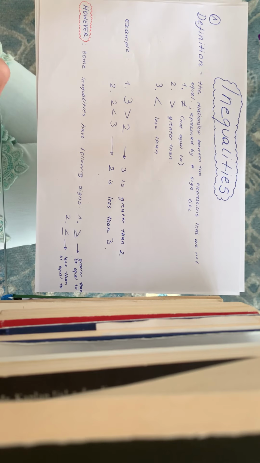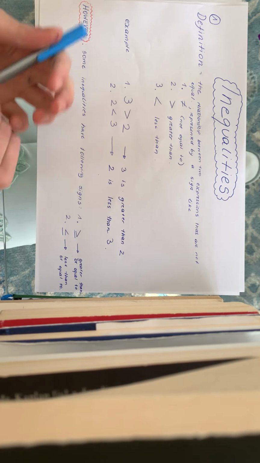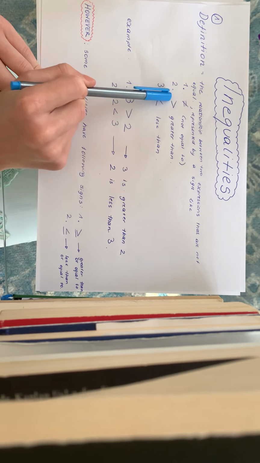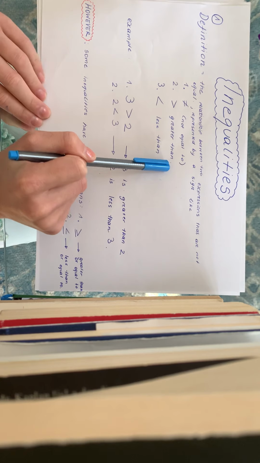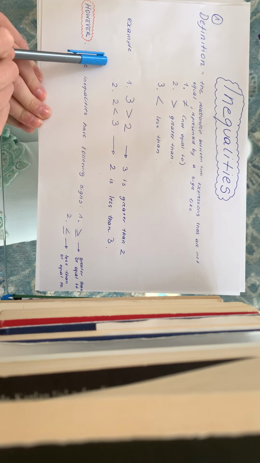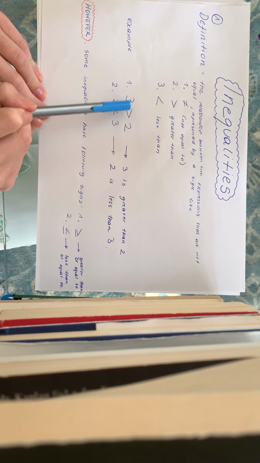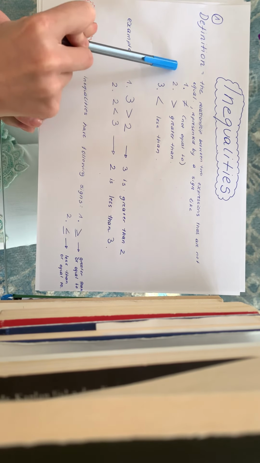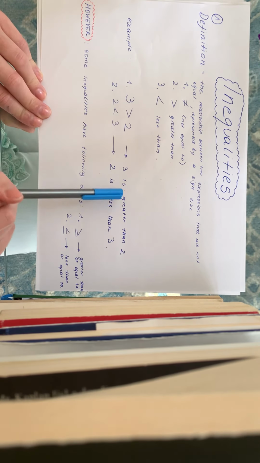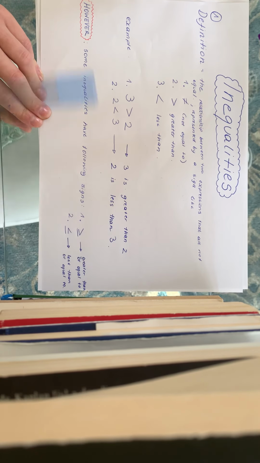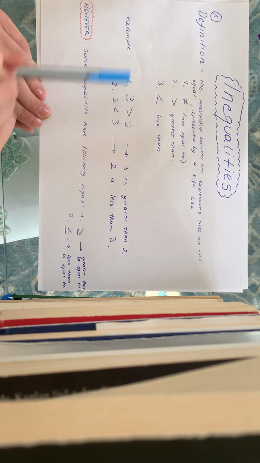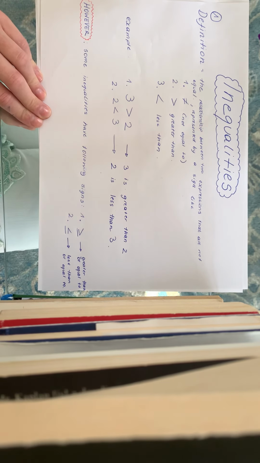And an inequality is represented by a sign like this. An equal sign that is crossed out, which means not equal to. This sign, which means greater than, or this sign, which means less than. An example of this is 3, then the sign from number 2, and 2, which means 3 is greater than 2. Another example would be 2, then the sign from number 3, and then 3, which means 2 is less than 3.